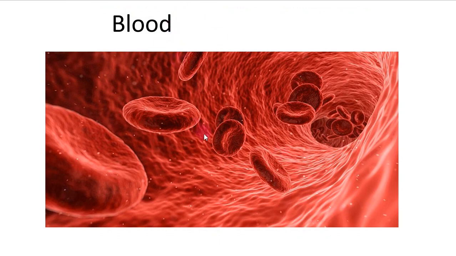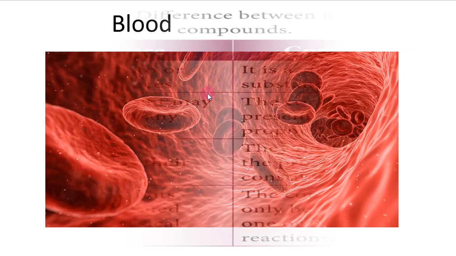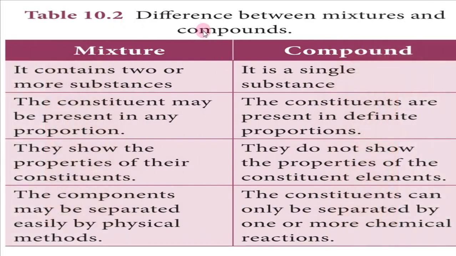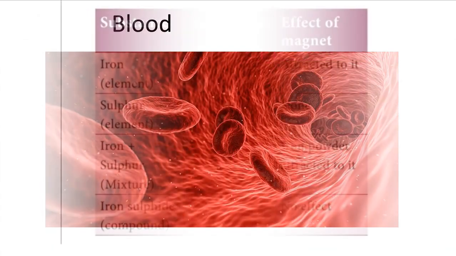Then this is blood. Do you know whether blood is a pure substance or an impure substance? Impure substance, because blood contains a mixture of red corpuscles, plasma, and iron. So this is a mixture. Blood is not a pure substance. It contains iron, red corpuscles, and plasma. Then, the difference between mixture and compound.